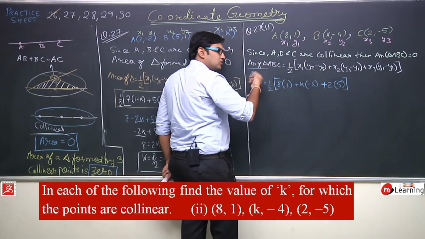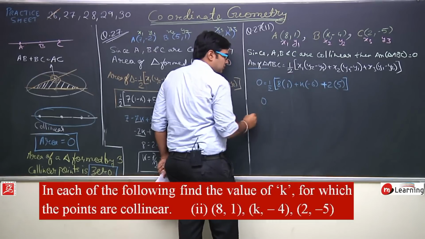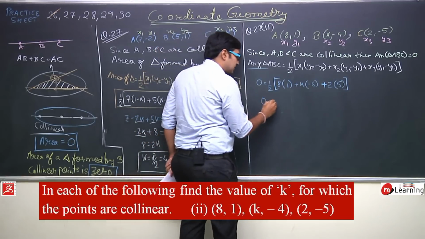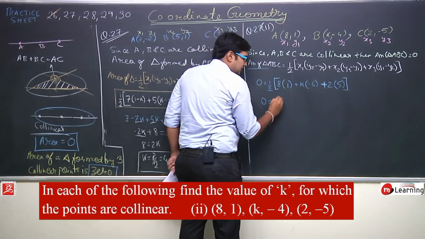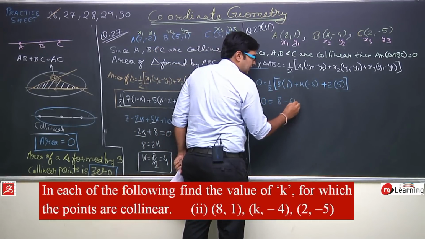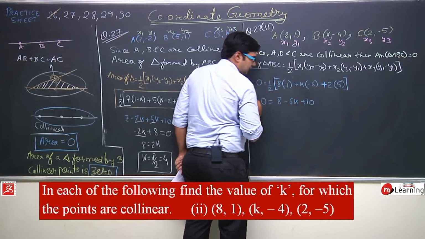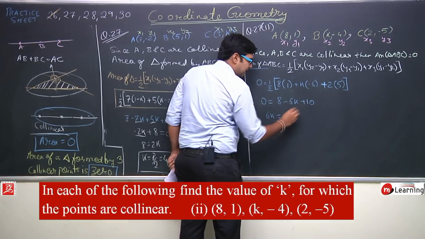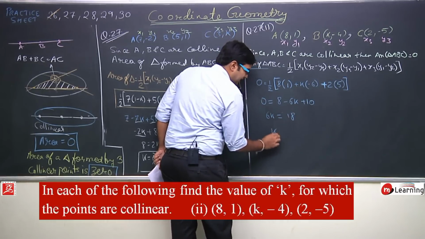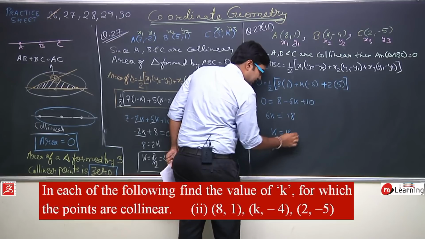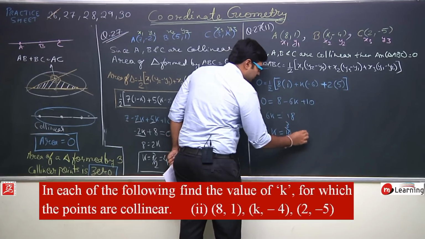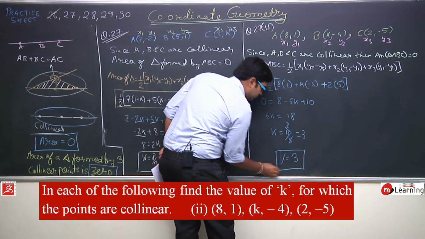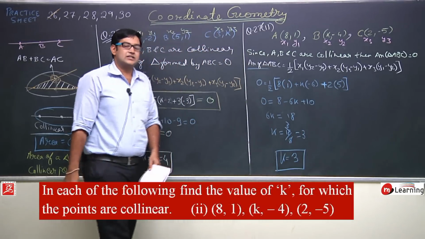So this half will get multiplied with 0, so this half from RHS will shift to LHS, it will become 0. This is equal to 8 into 1 is 8, then minus 6k, then 5 2s are 10. Okay, so this will give you 6k is equal to 8 plus 10, that is 18. So you will get k is equal to 18 by 6, that is equal to 3. So the value of k obtained in this question is equal to 3. This is the value of k.